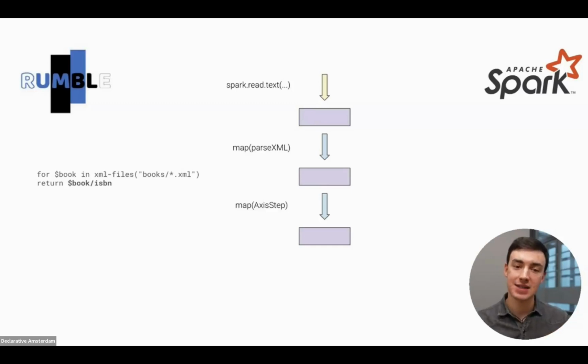Then we need to extract the ISBN from each document, so we apply another map function, this time a forward access step that extracts the property from each of the XML trees. The result is an RDD of strings, the ISBNs extracted from each document. Finally, we just return the ISBNs. In this case, we want the result to be output on screen, so we apply the collect action to the Spark RDD.